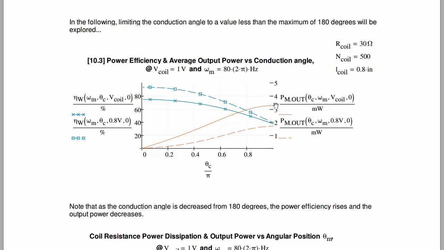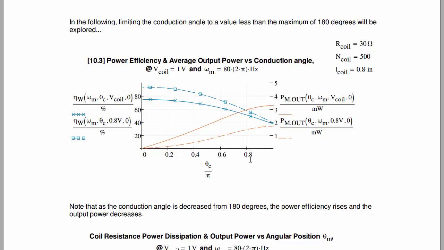So let's say that the mechanical system that we are driving only requires 2 milliwatts. Then we can operate the motor right here at about 0.5 pi, and the motor can put out the 2 milliwatts, and our achieved efficiency is around 65 to 70% efficiency, which is much greater than the 39% efficiency.